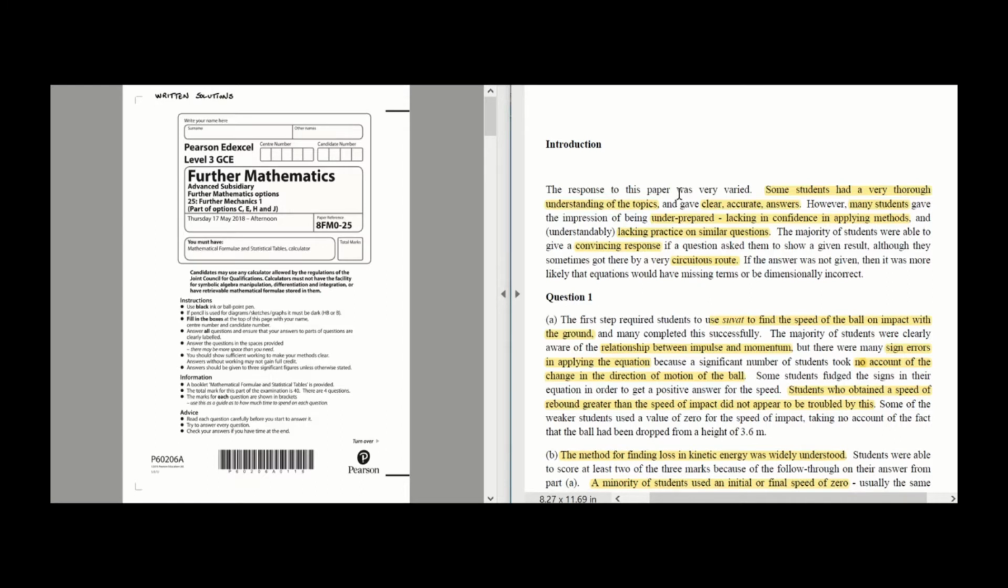The response to this paper was varied. One thing that was recognisable from the examiner's report was that students had a very thorough understanding of the topics. Many people gave clear and accurate answers, but some students were underprepared, often lacking in confidence with applying methods for certain questions, and that's probably because they had a lack of practice. People sometimes gave a very convincing response, however, they gave a very circuitous route. Okay, so that's a quick look at the paper overall.